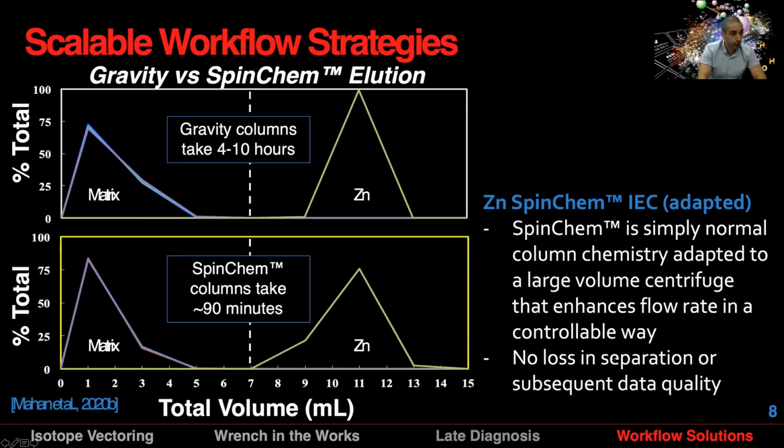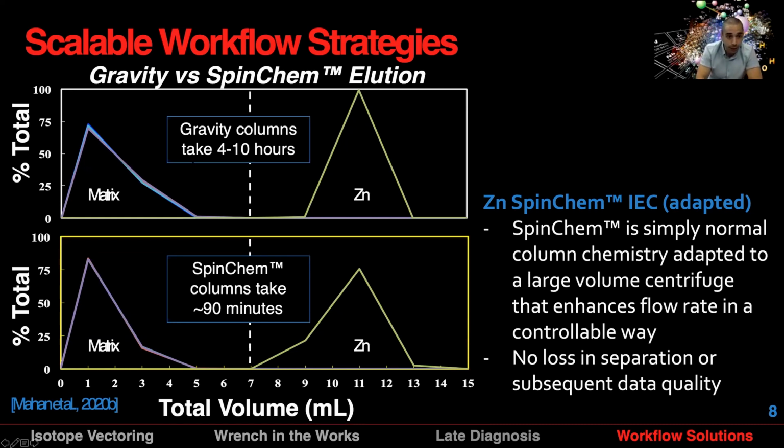In this slide, I'll show an example for zinc. This is some published results where we've done this in the centrifuge. I won't spend too much time here, but the gist is that these are elution profiles. On the y-axis is the total amount of whatever elements are in here. I've lumped everything that is not zinc in as the matrix, but this is your major and trace elements that you want to get rid of. We've done that here for gravity, and then also in the spin chem or the centrifuge model.